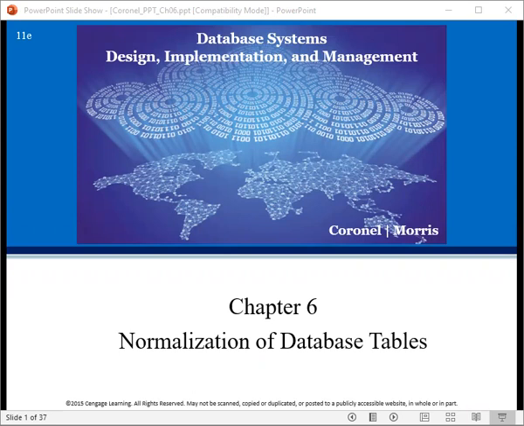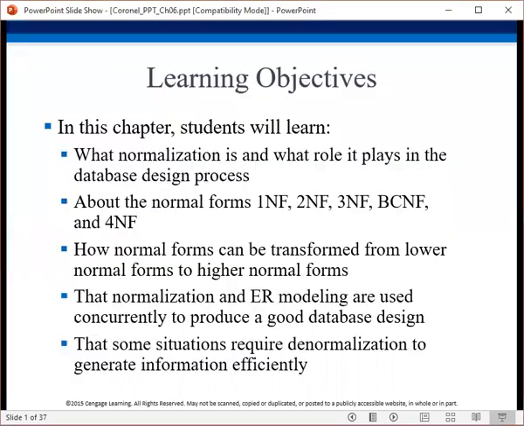Normalization is a data analysis technique that organizes data into groups to form non-redundant, stable, flexible, and adaptable tables in a database. So today we're going to go over normalization and talk about the three normal forms.